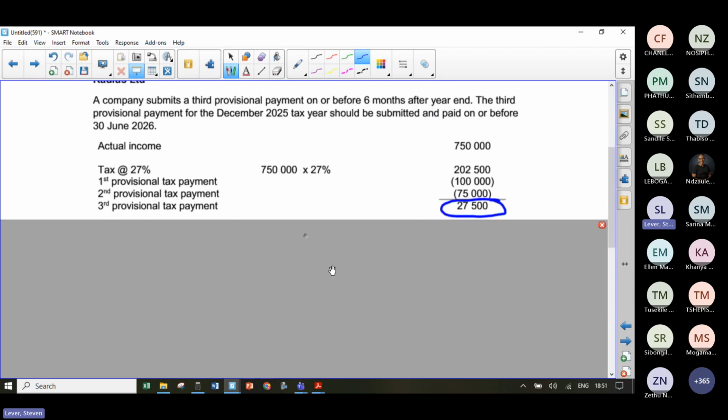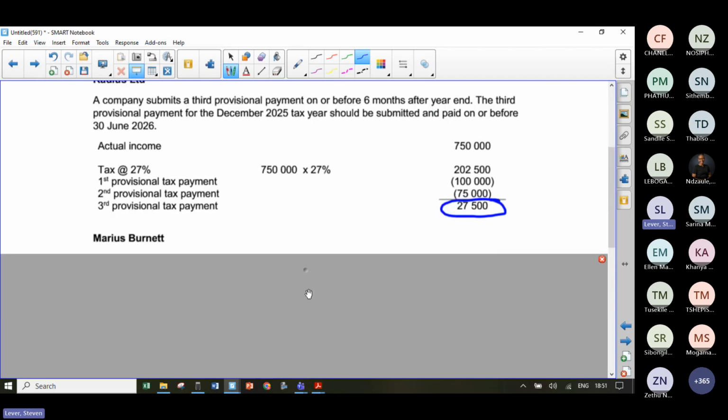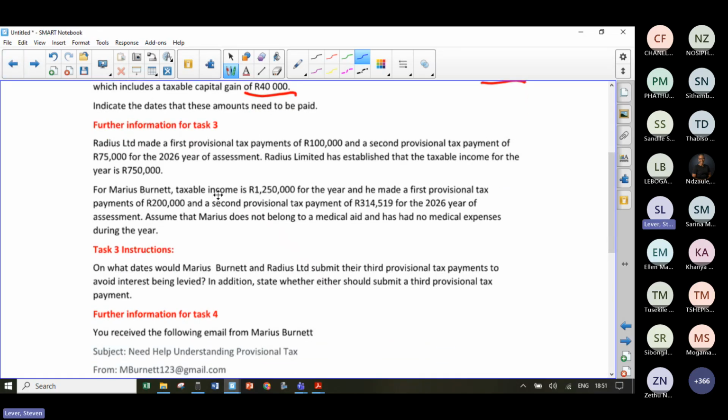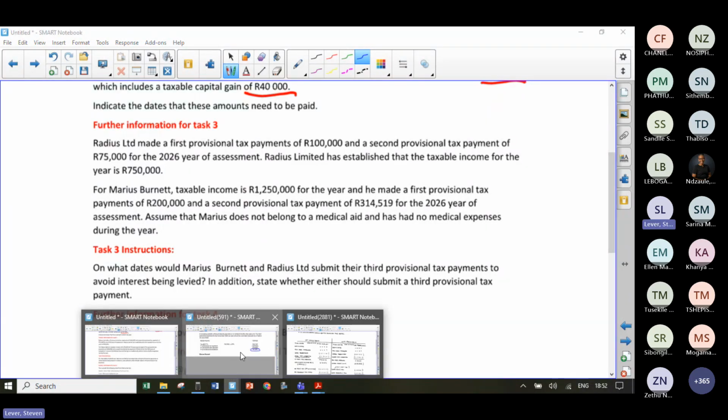Okay, let's have a look for Marius Burnett now. What does the question say with Marius? It says, for Marius, taxable income's 1250. He made a first provisional of 200 and a second provisional of 314. Assume he does not belong to a medical aid. So what are we going to do with Marius?